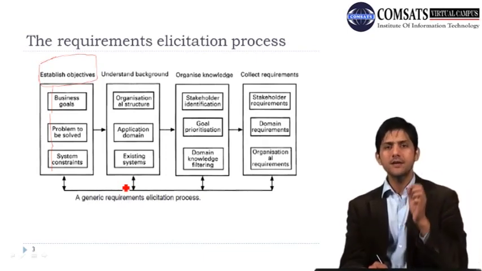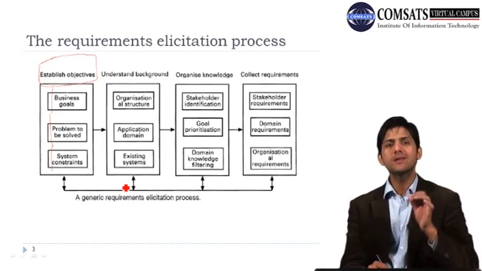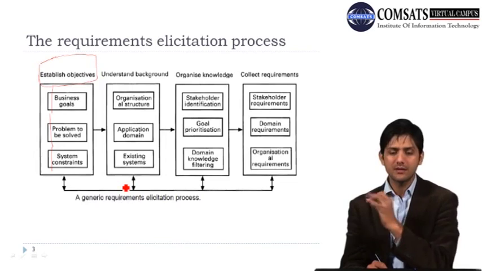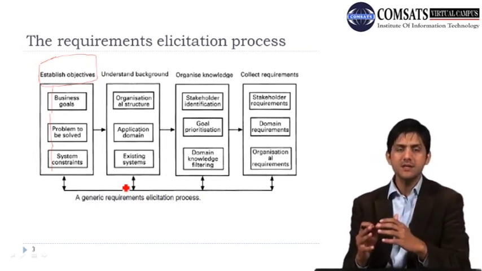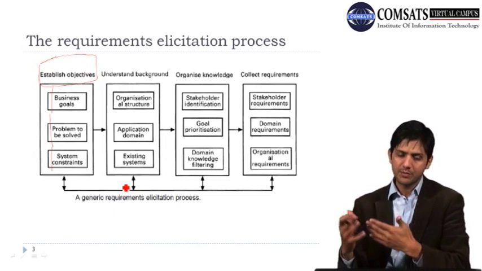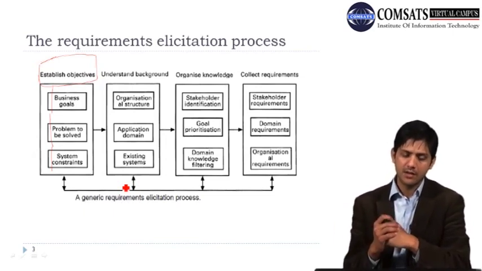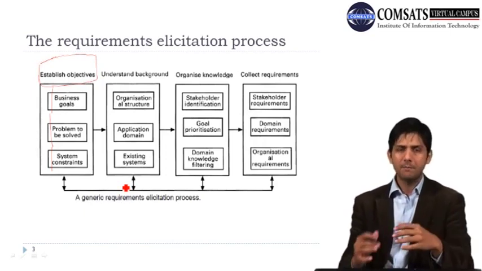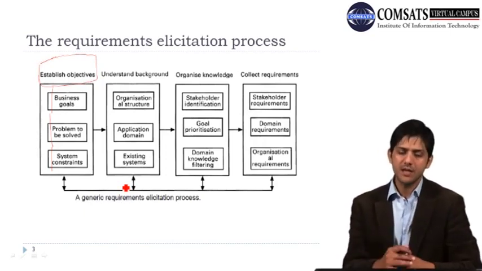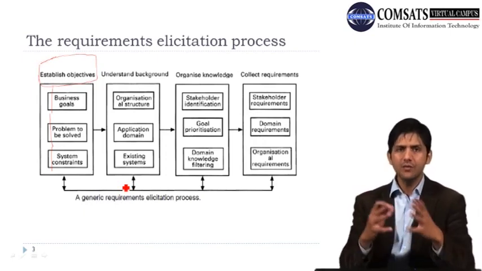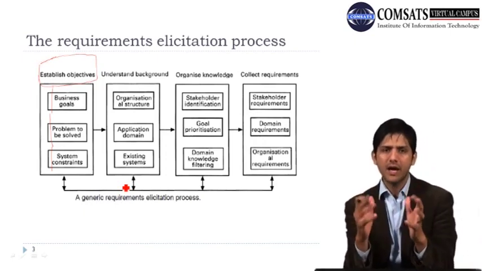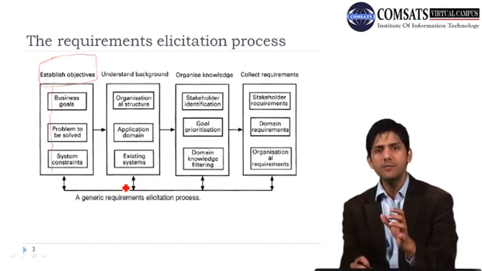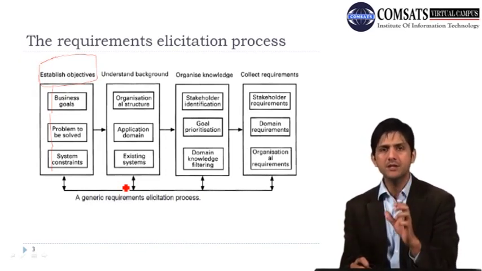So if we understand the current processes of an organization, only then can we convince those people, because only then will we be able to tell them, okay, this is the problem and this is how we can suggest a solution. So the second stage is understanding the background of the organization and of the processes happening in that organization. Then we want to organize our knowledge. Through this process we would have identified lots of different stakeholders and lots of different goals. Now we want to organize whatever we have, so that we can manage it in a better fashion for the final stage, which is specifically collecting requirements.